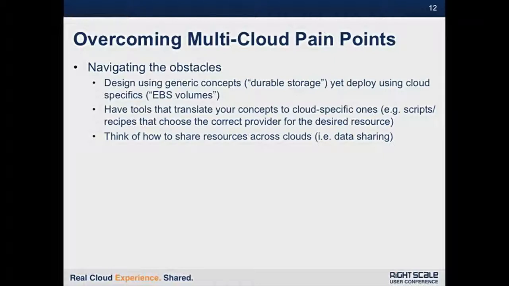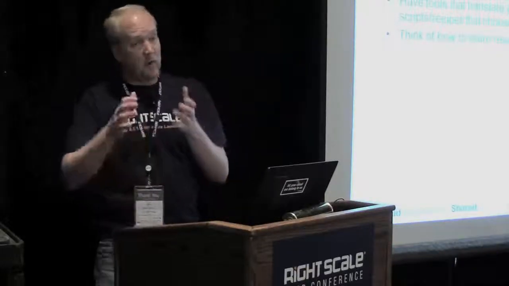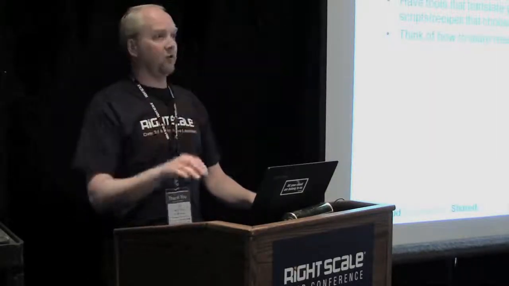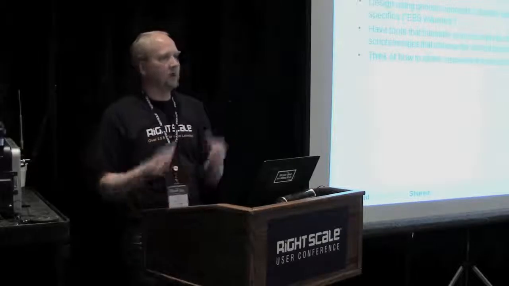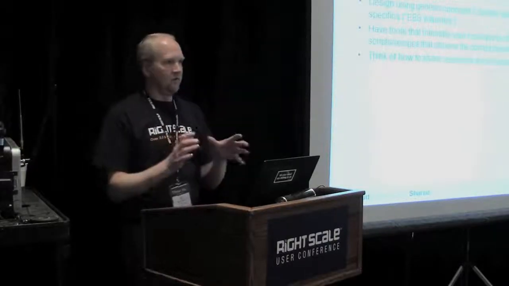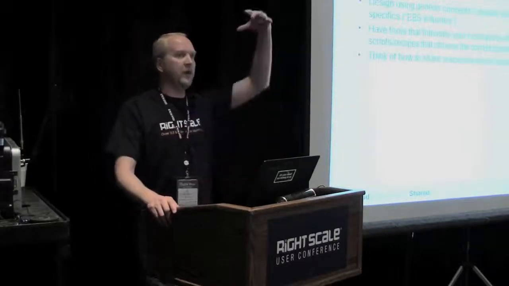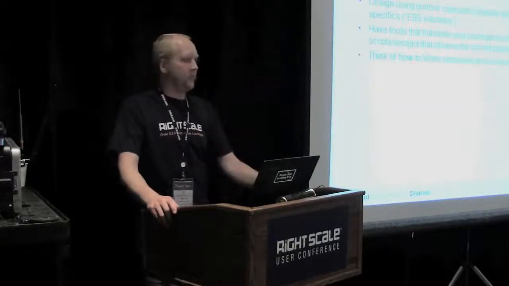You want to have tools that both automate and translate these concepts to cloud specifics. For those of you that are familiar with Chef and the cookbooks and recipes concept, you can have a script or a recipe, if you will, that chooses, based on the cloud it's on, the correct resource, and therefore the correct provider for that resource. So you want to have these automated tools in place where you basically say, I need storage, and that recipe goes out and says, okay, I'm on AWS, that means EBS. Or I'm on Rackspace, that means such and such. You're speaking generically, and they're implementing specifically.